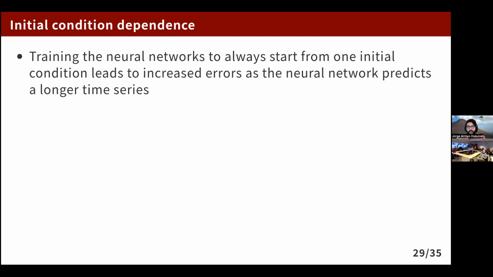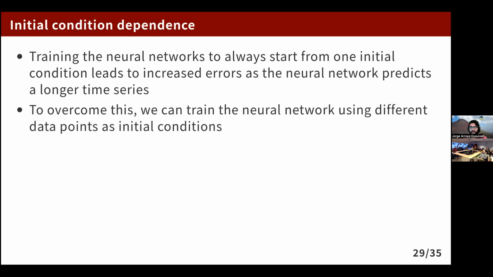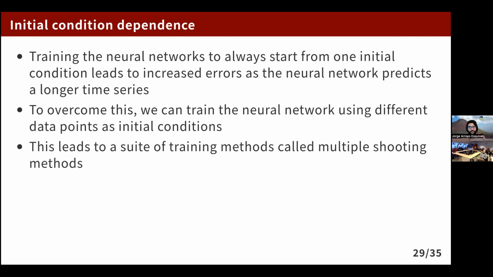Another lesson learned from this is that training the neural networks to always start from one initial condition leads to increased errors, because as the neural network gets far away from its initial condition, it slowly starts to deviate as we increase the forecasting horizon. To overcome this, we can train the neural network to use different data points as initial conditions. So basically, we're not teaching the neural network to just predict from the first initial condition, but to predict from different initial conditions. So it has a better chance of understanding what happens at different points in the time series. And this leads to a suite of training methods called multiple shooting methods.